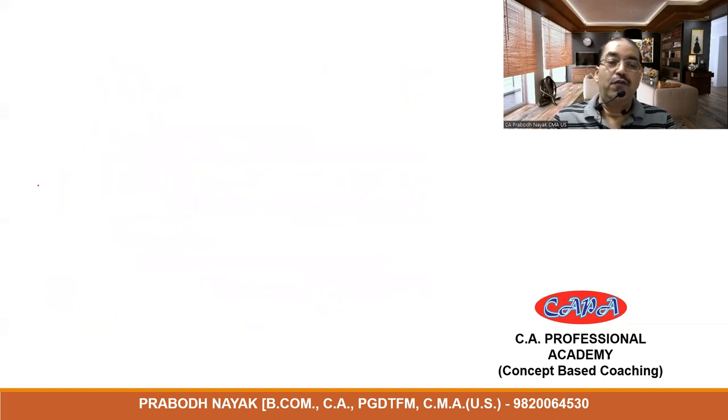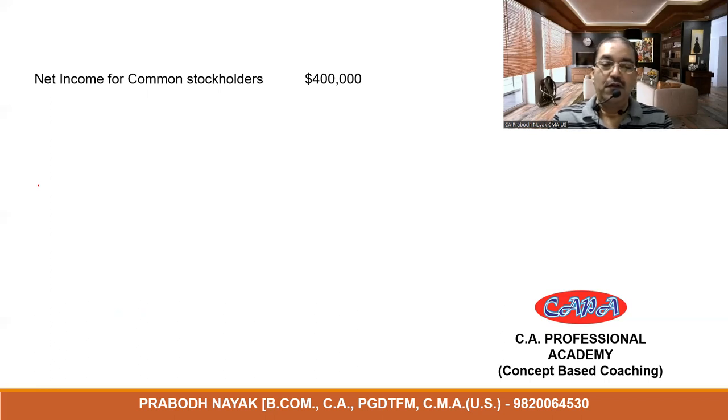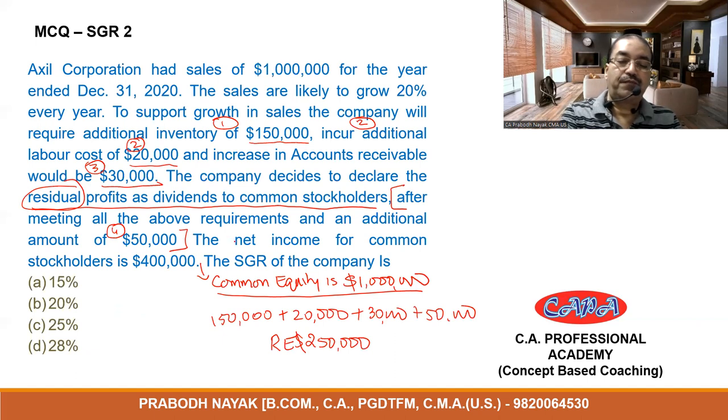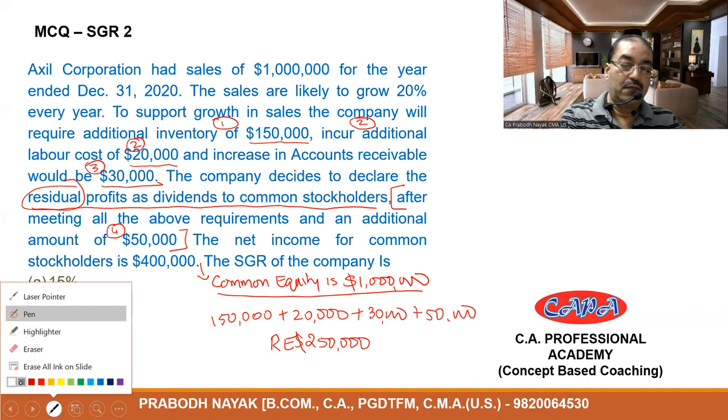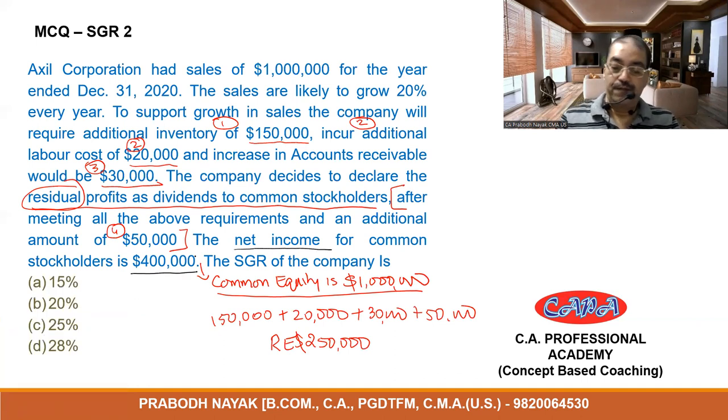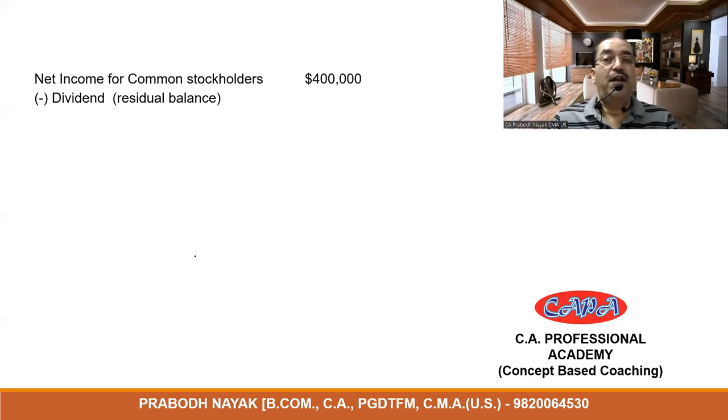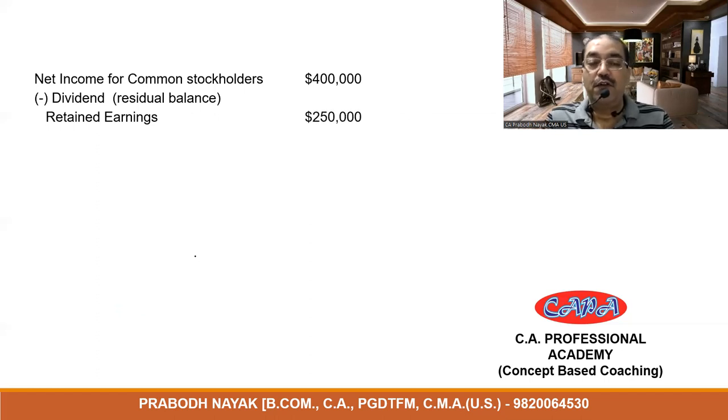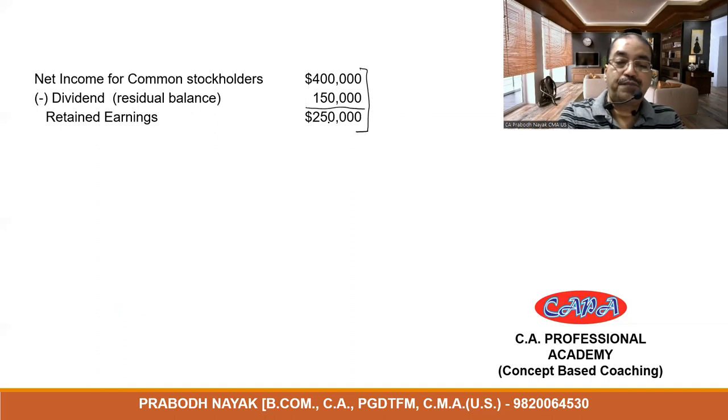Right? So how does the working go? Net income for common stockholders, $400,000. That is given to us in the problem. Minus the dividend, which is the residual balancing figure. I don't know it yet. Retained earnings, I know that I have to retain $250,000 for my working capital requirements. So how much is the difference between these two figures? The difference is paid as dividend. So that comes to $150,000. Out of this net income, I have to pay dividend. I have paid 150,000 dividend, and this is my retained earnings.